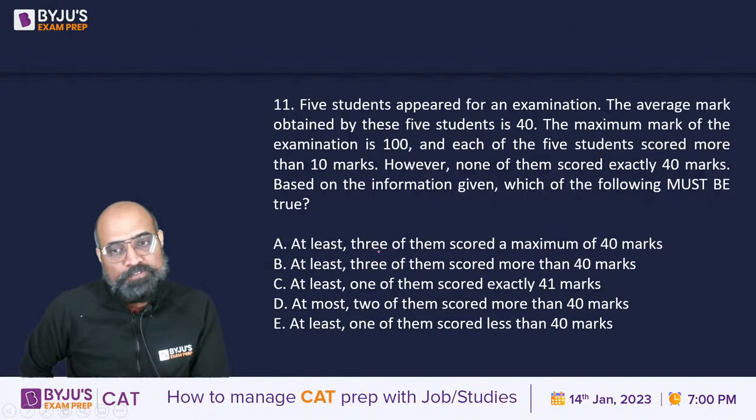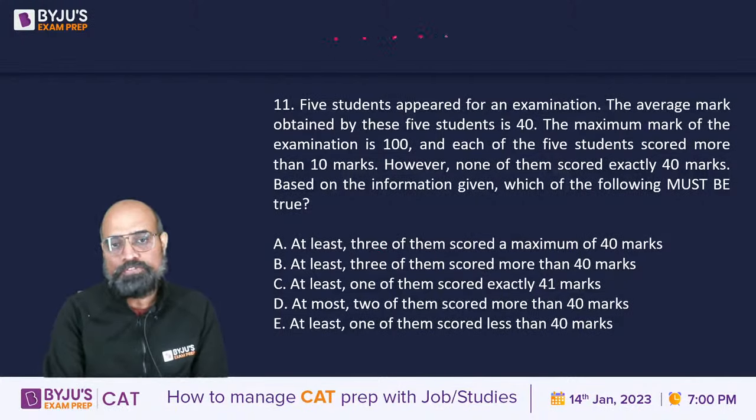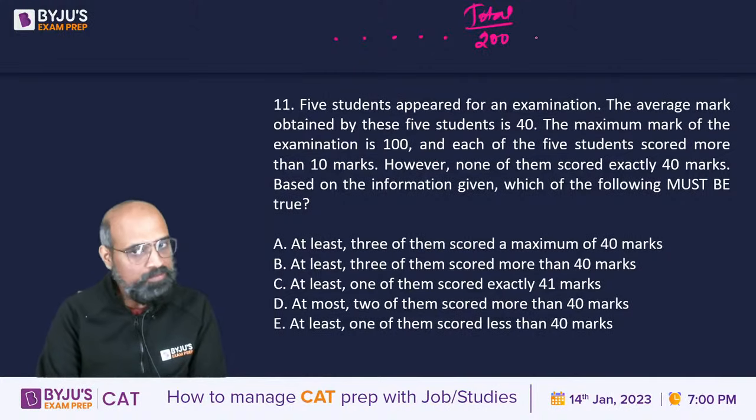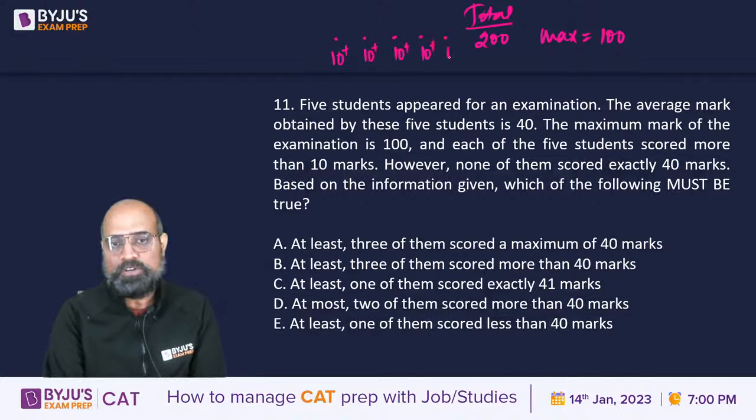5 students appeared for an exam. The average mark obtained by these 5 students is 40. That means the sum of the marks obtained by them is 200. The maximum mark of the exam is 100. So maximum marks is 100. And each of the students scored more than 10 marks. So everybody will have 10 plus. 10 plus means 10 not allowed, more than 10 is allowed.